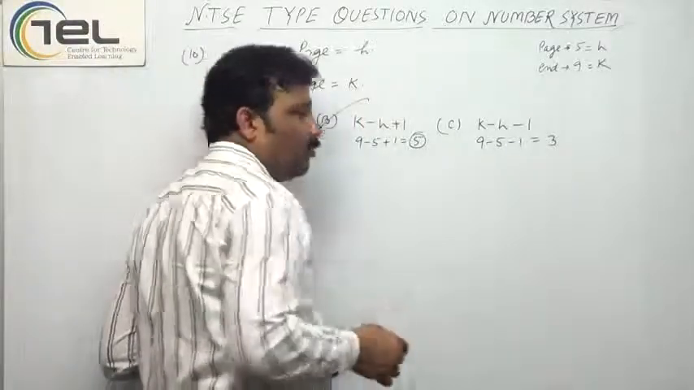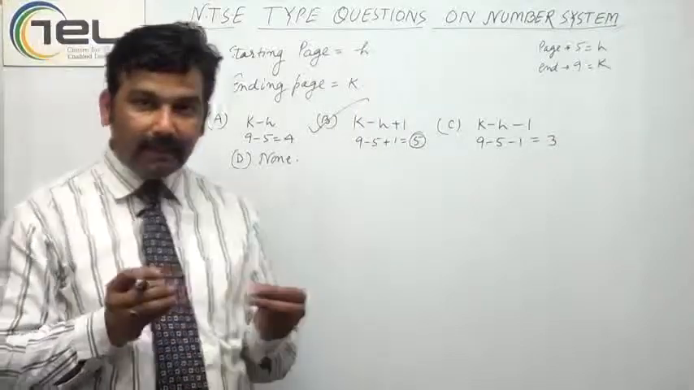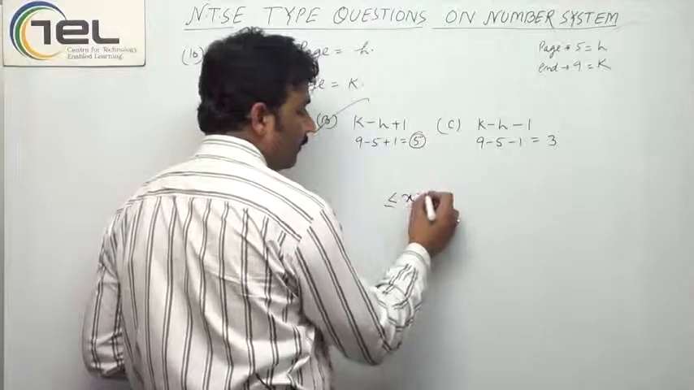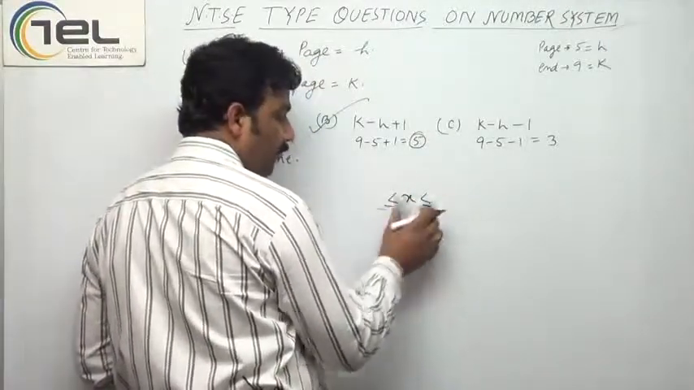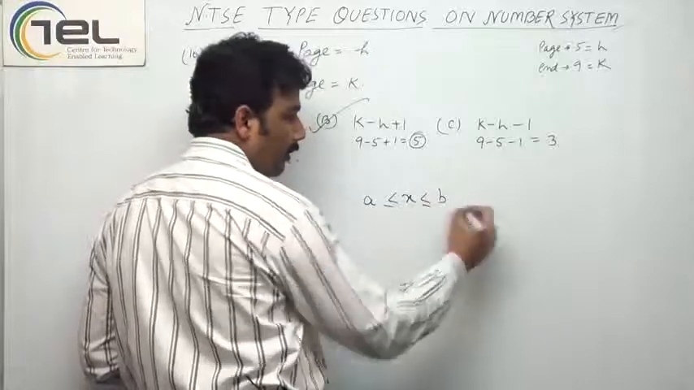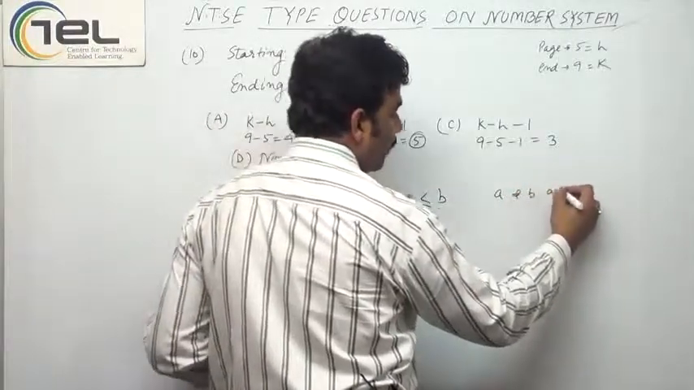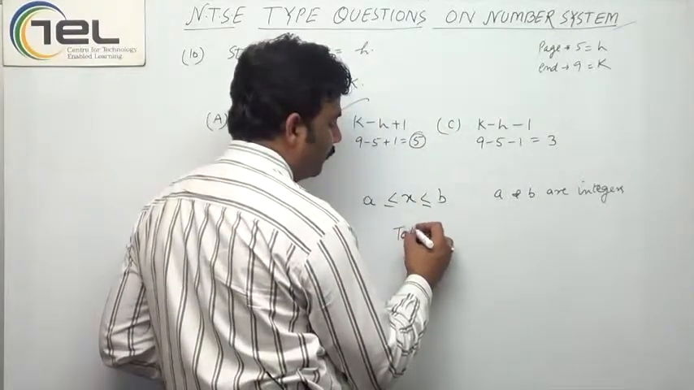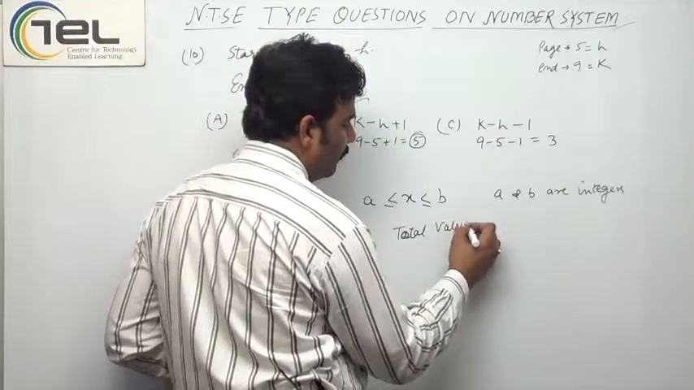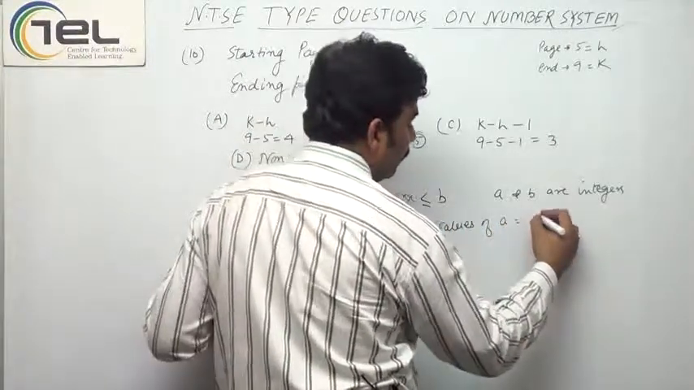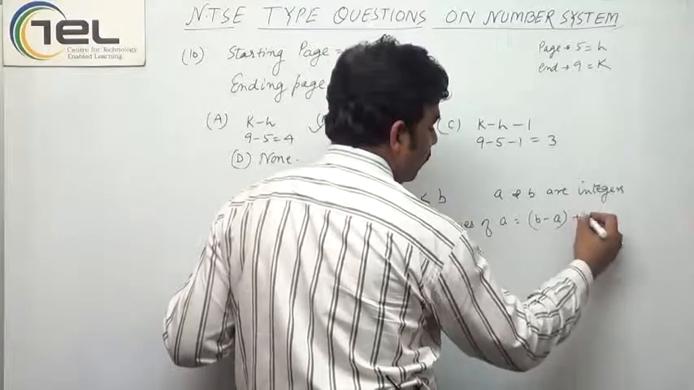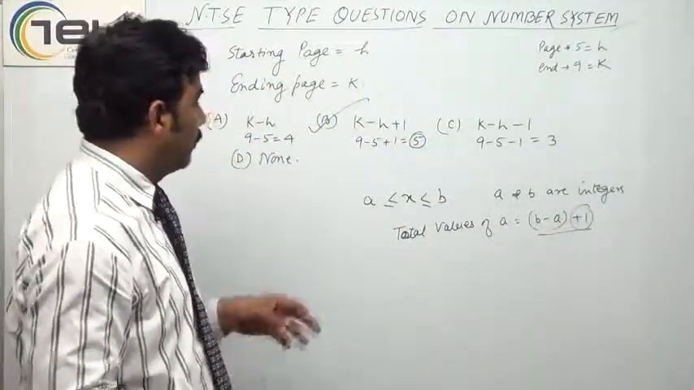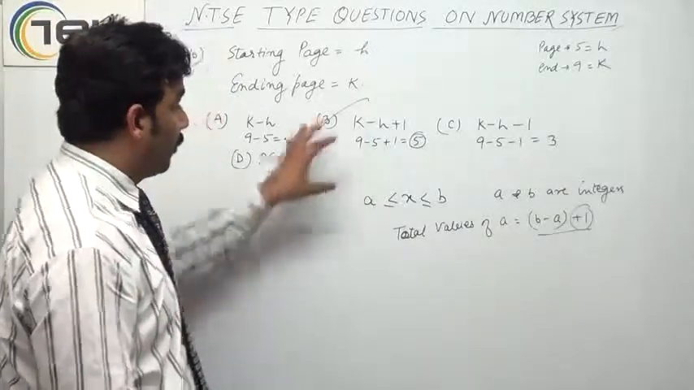This one. Whenever you are counting numbers and the end points are also included, like when X varies between A and B, where A and B are integers, the total number of values is equal to B minus A plus 1. We add 1 also. This is the one. Clear? So this is the last question. Very important.